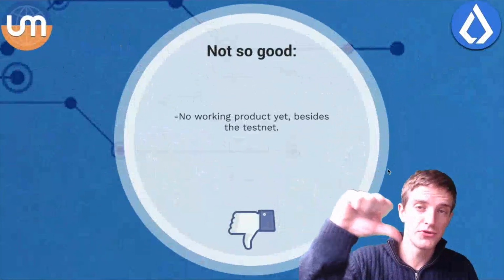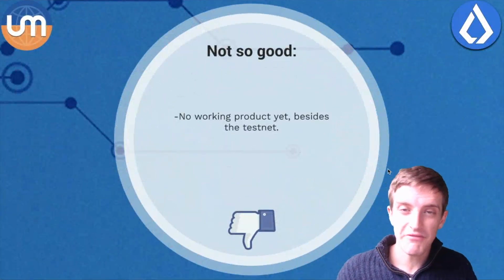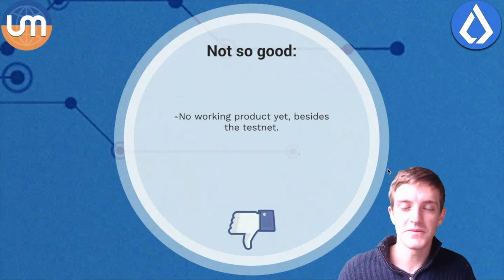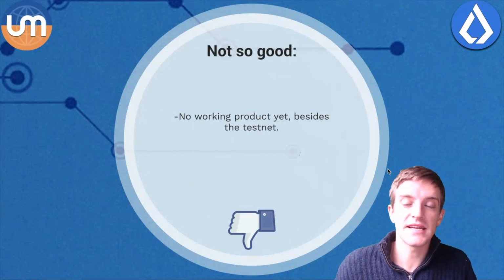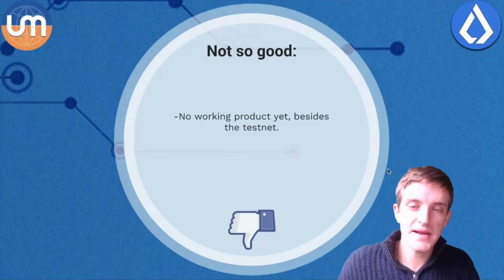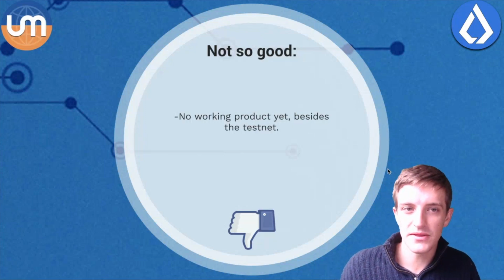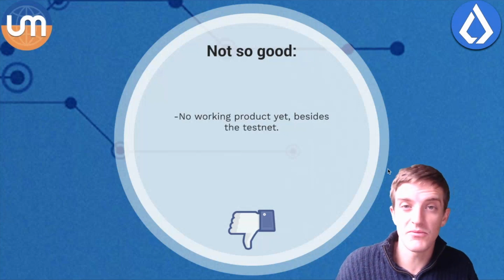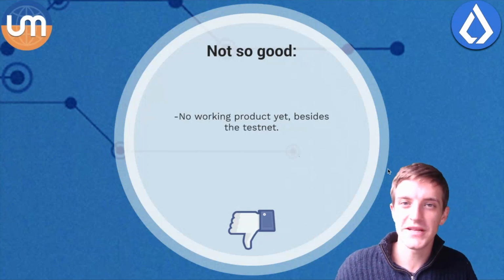So what are the not so good things about Lisk? Well, I couldn't really find too much. It actually seems like a pretty promising project. The only thing that I could find really is that it has no working product yet, besides the testnet, but also many other projects that it is competing with, except for say Ethereum, don't have working products either. So at the moment it's on a pretty level playing field.